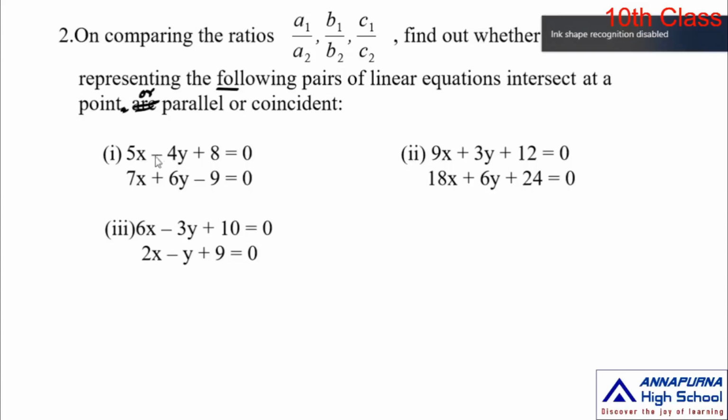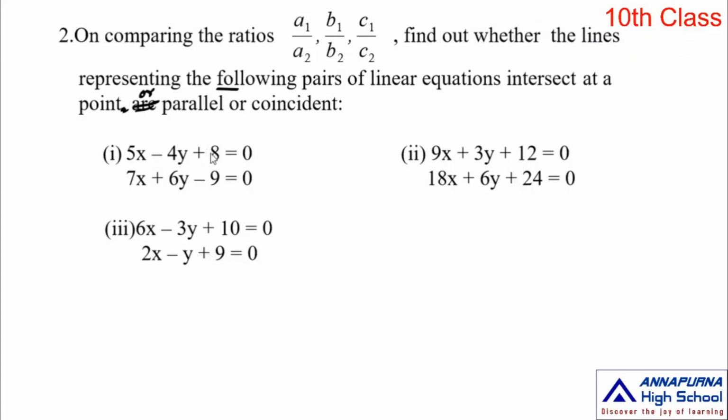Let us take the first pair. Here the first pair is 5x minus 4y plus 8 is equal to 0, 7x plus 6y minus 9 is equal to 0. Before doing this, first we verify whether the given two equations are presented in standard form or not. So what is the standard form of a pair of linear equations in two variables? Here the standard form is a1x plus b1y plus c1 is equal to 0 and a2x plus b2y plus c2 is equal to 0. This is the general form of a pair of linear equations in two variables. First we verify that the given linear equations are in standard form or not.